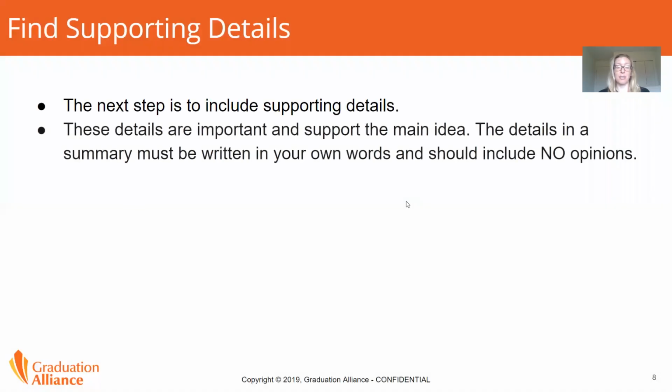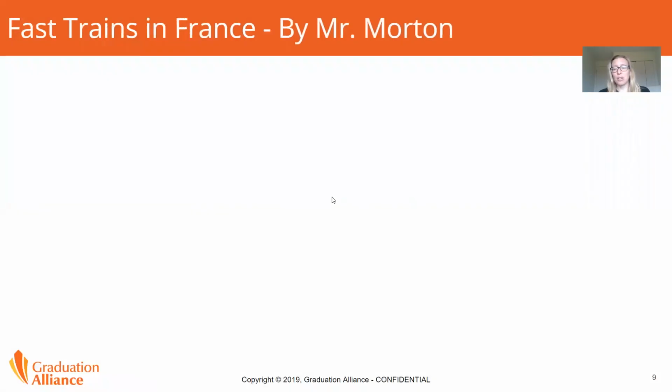So then the next step is to find supporting details. These details are important and support the main idea. The details in a summary must be written in your own words and should include no opinions. So there are no opinions in a summary, and also there is no concluding sentence in a summary.